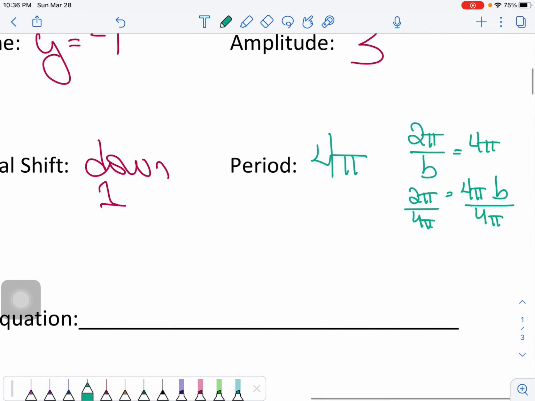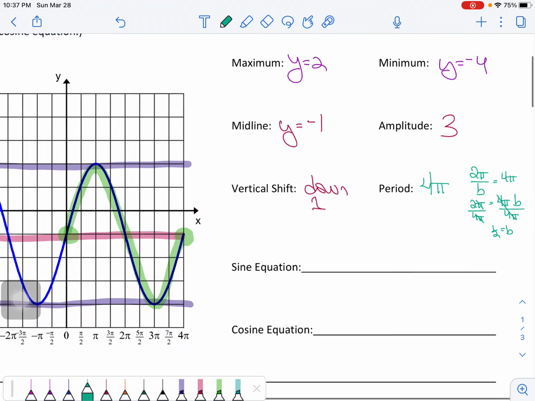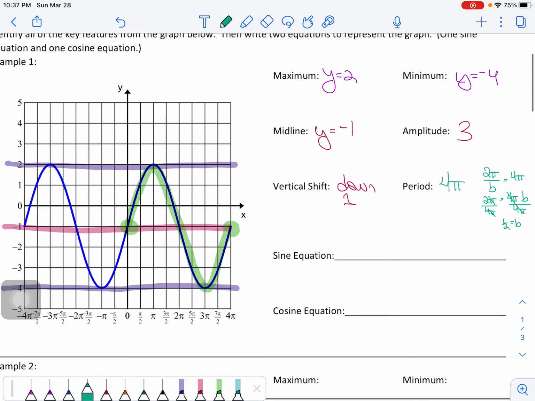Let me zoom in so you can see this a little bit better. And then I just canceled out the 4 pi and 4 pi. So in this, the left side, the pi's will cancel, and 2 over 4 becomes 1/2. So now I know that coefficient for my equation is 1/2. All right, let's go ahead and see if we can't put this all together.